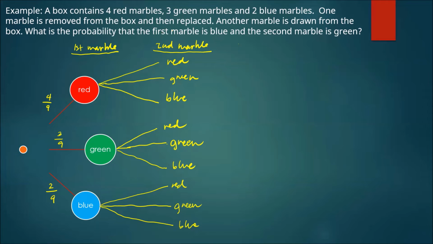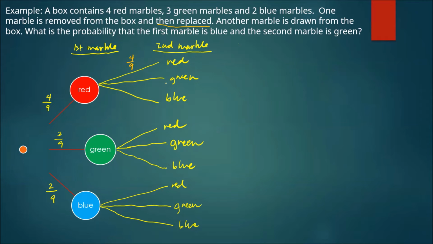Yes, it will all still be 9 because, take note, when we pick our first marble, we replaced it. So even though our first marble is red, for our second marble it is also possible that we could choose red, and that would still be 4 red marbles because we replaced it when we picked a red marble the first time. So the probability of getting a red marble for the second time is still going to be 4 over 9.